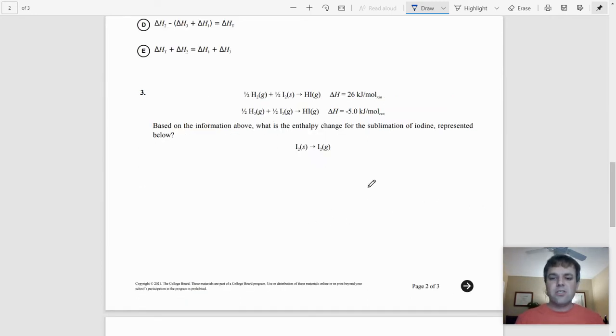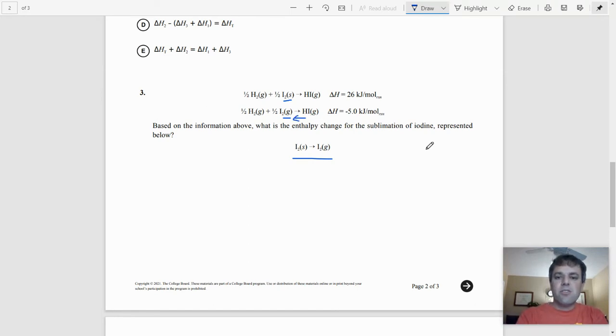So now let's look at this next one. I'm not going to show you the choices yet. Take a minute and see if you can figure out this one. We've got two equations with delta H's, and we're trying to figure out delta H for this reaction. In order to do this, you need solid iodine as a reactant, which we have right there. You need iodine gas as a product, which we have right there. So this reaction needs to be reversed.